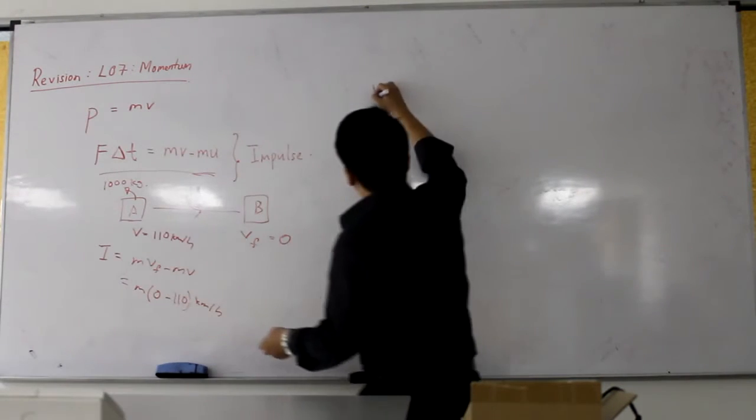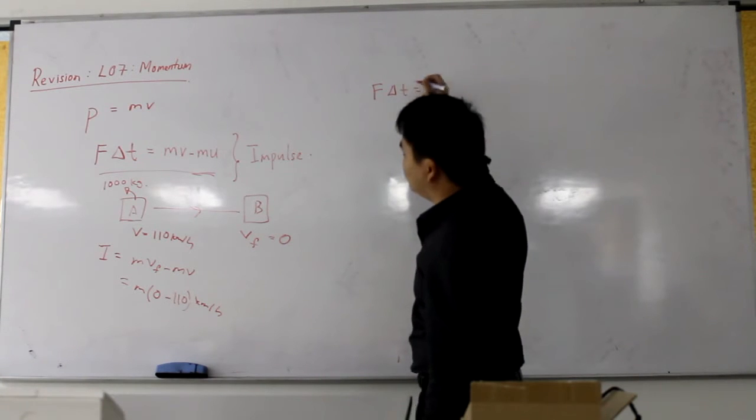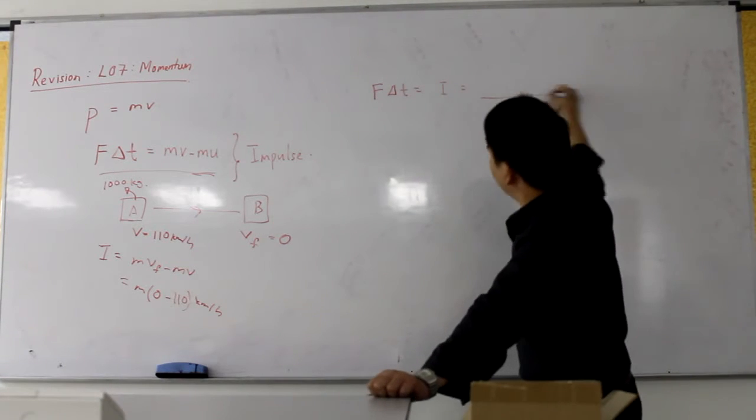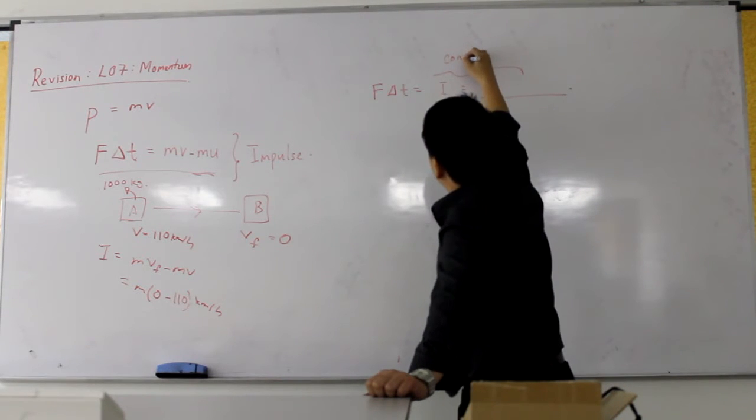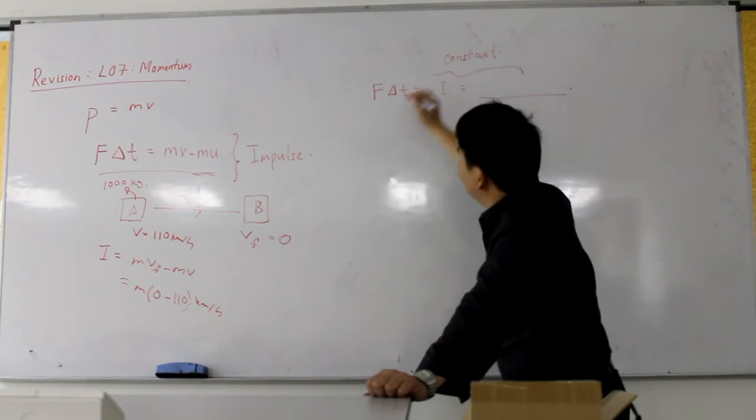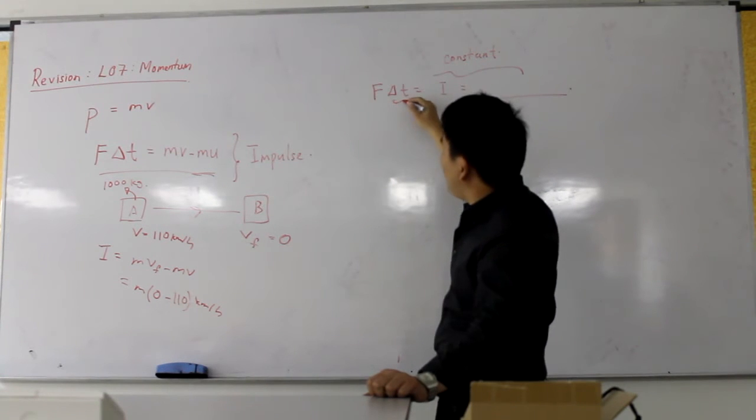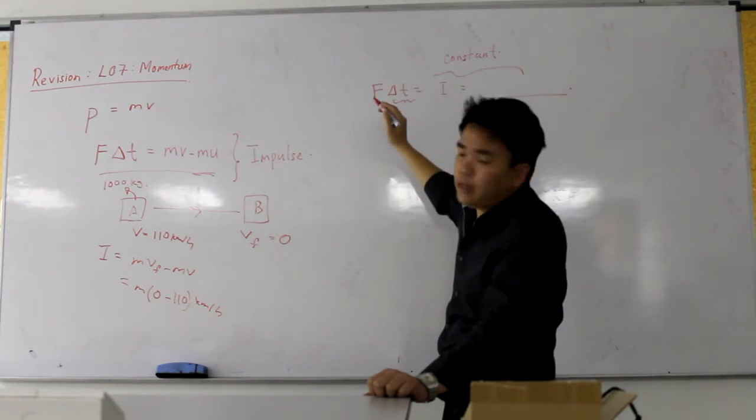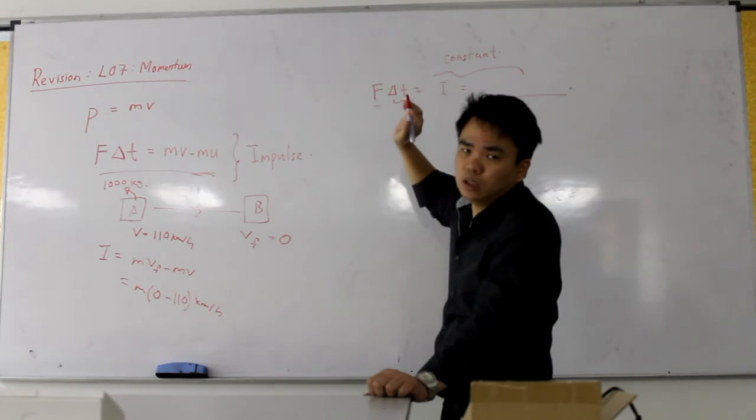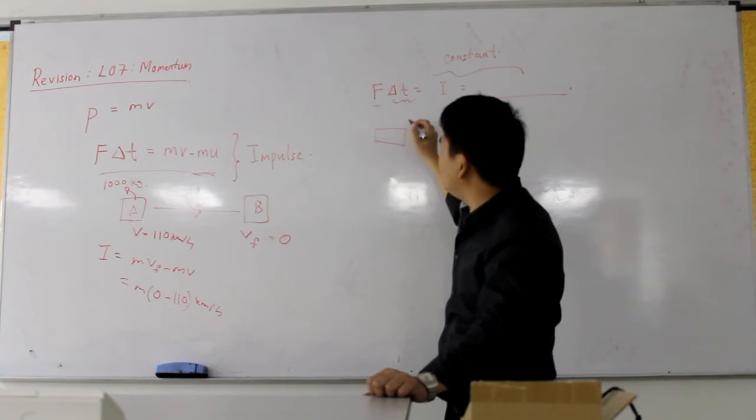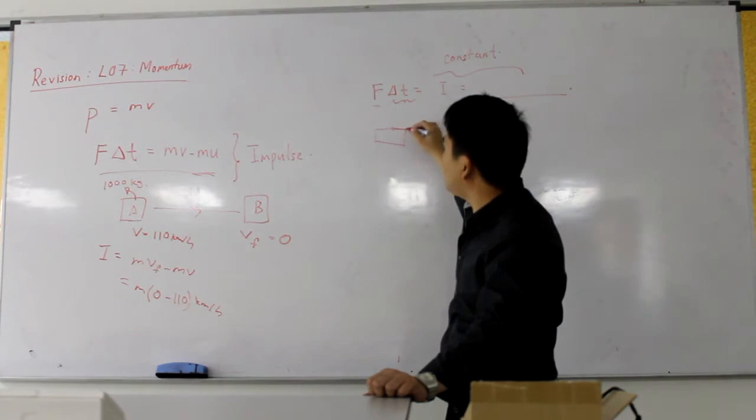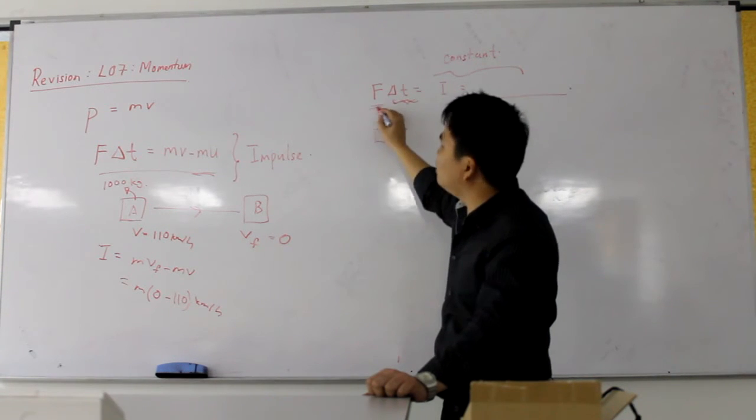On the other hand, we can further say that F delta T equal to I equal to this one. Since this is a constant number for the car collision just now, if I am able to increase the time, then the force here becomes smaller. Hence, sometimes with cars, we must try to design them so that they are not very tough or solid. Otherwise, once they hit, the reaction time is very small, and as a result the force is very large.